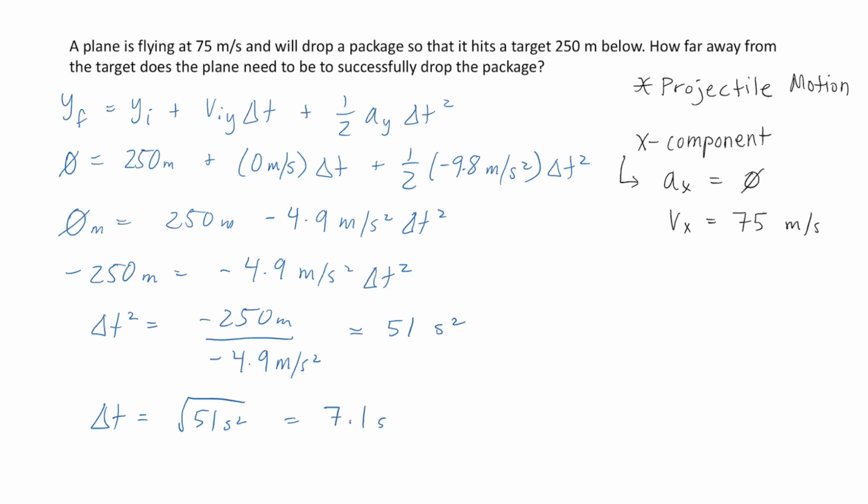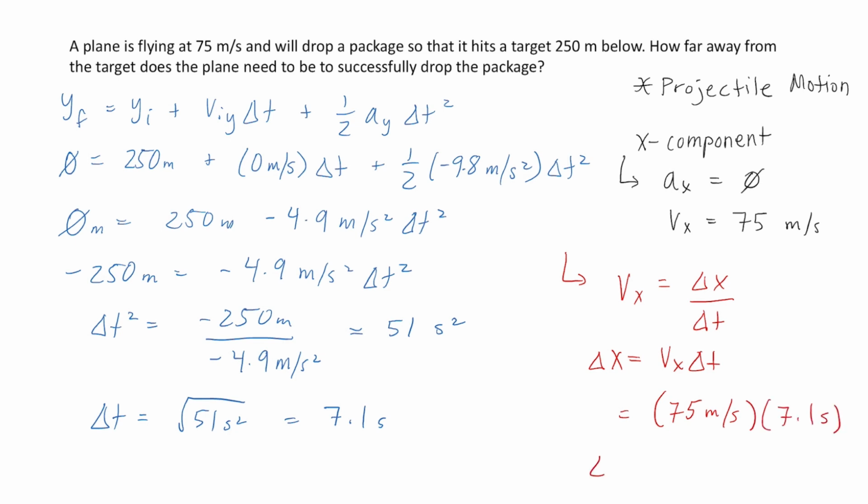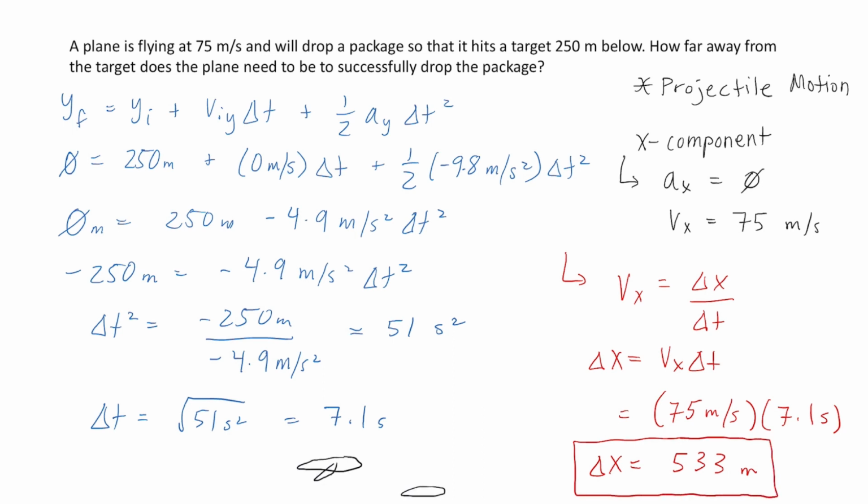Now that we have delta t, we can use our uniform motion equation, rearrange it for delta x, plug in our values, and we find that delta x is equal to about 533 meters. That means the plane needs to drop the package 533 meters before the target so that it will land exactly where the target is. And that's the end of this projectile motion question.